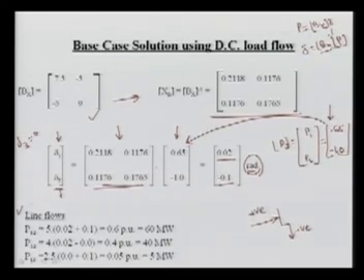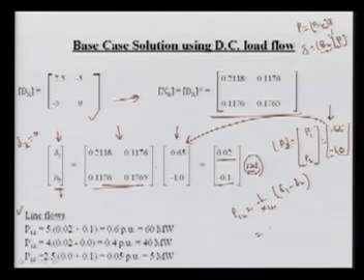Now with the help of delta 1 and delta 2, we can calculate P12. The P12 we can define, as I said here, as 1 over x12 times delta 1 minus delta 2. 1 upon x12 is nothing but your 5, already we have calculated. Delta 1 is 0.02 minus minus 0.1, so it is a plus 0.1, and then you are going to get here 0.6 per unit, which means 60 megawatt.